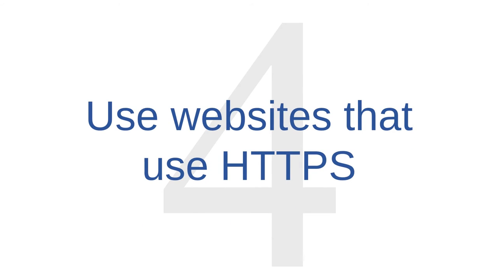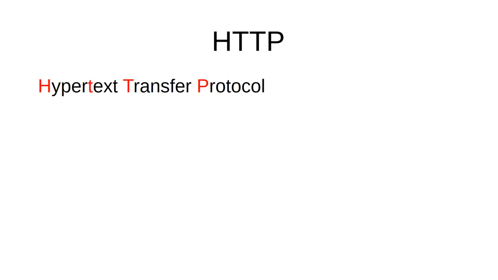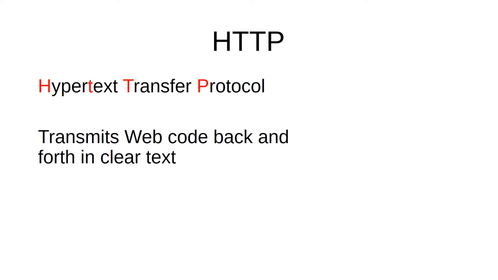Wireless security tip number four is to use websites that use HTTPS. When computers communicate with each other, they have to stick to a very strict set of communication rules. These sets of rules are called protocols. When your computer communicates with a web server over the internet, they use a protocol called HTTP, which stands for Hypertext Transfer Protocol. HTTP is designed to transmit web code back and forth between computers in clear, easily readable text.